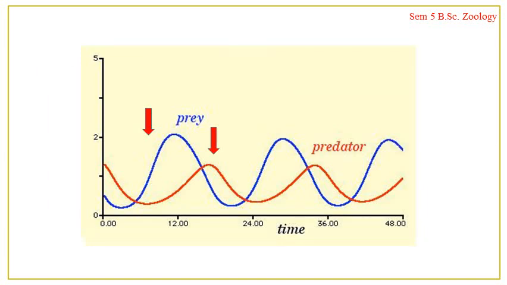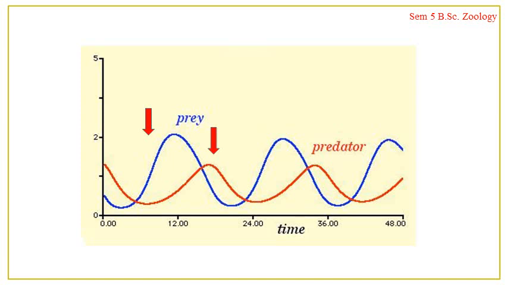The blue curve shows the change in the population size of the prey species, while the red curve shows the change in the population size of the predator species. Here you can see initially the prey population is very low as compared with the predator population. Why so? Because the predator population is high in number, and it feeds upon the prey population and keeps the number of the prey species low.